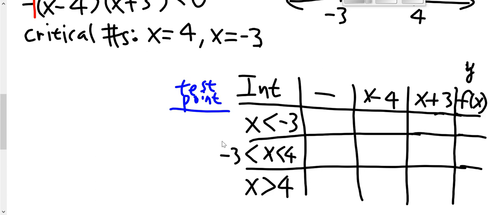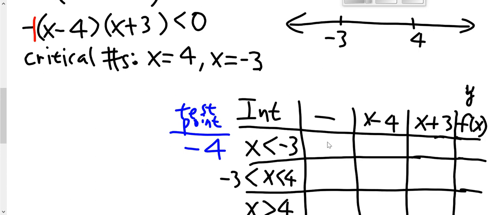For anything less than -3, let me pick -4. Okay, so now let's plug this in. When x is equal to -4, -4 minus 4 gives you -8, so that will make this factor negative. Plug in -4 for x here. -4 plus 3 gives you -1, so when you plug in -4 here, this factor would become negative. This factor is negative, this factor is negative. Negative times negative gives you positive.